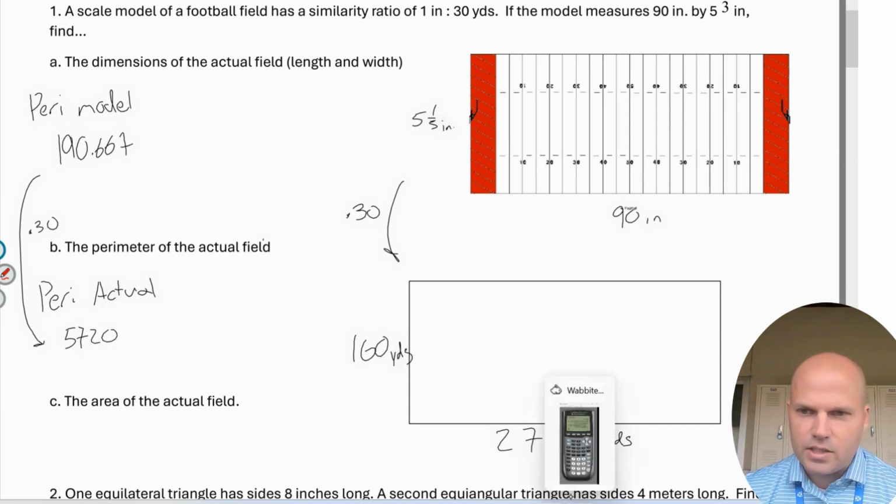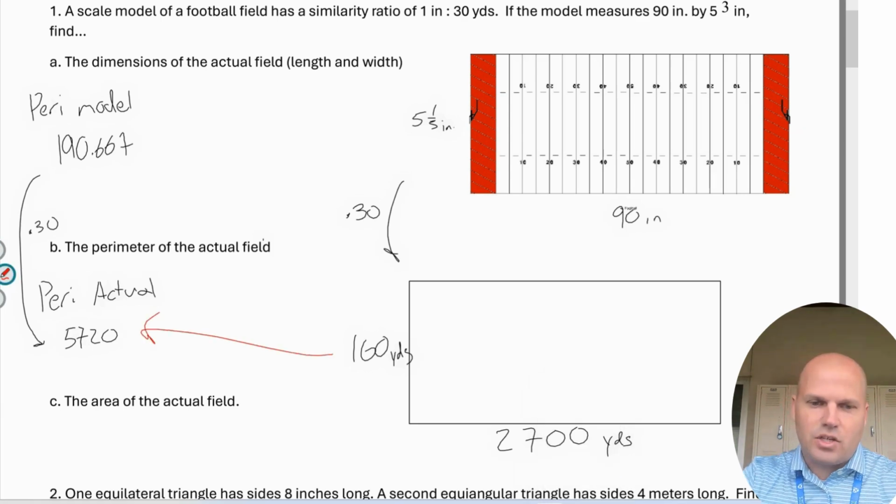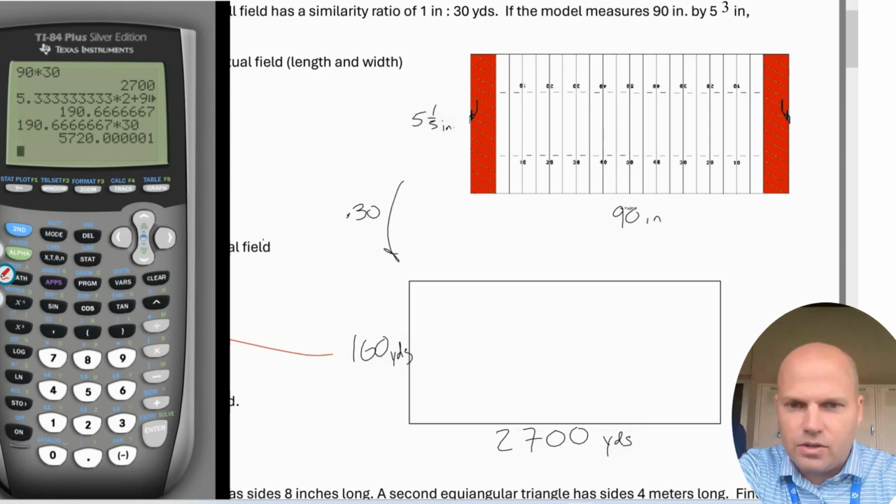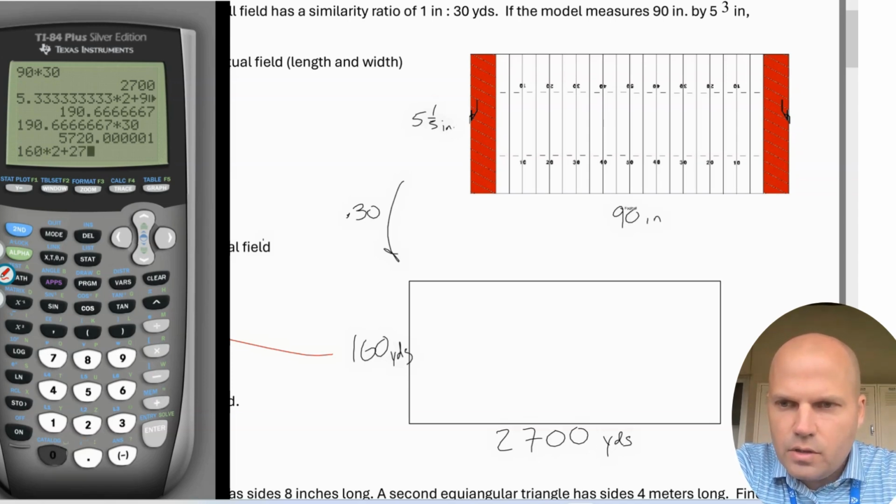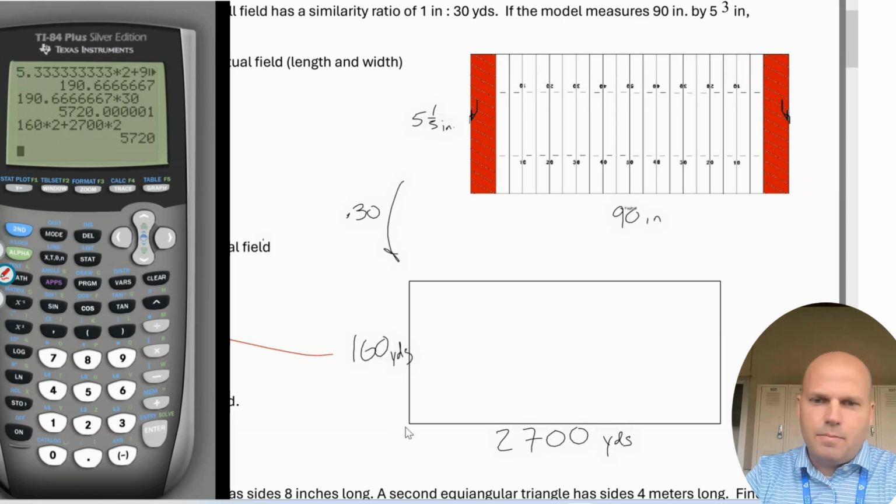Now we can double check this by having the actual dimensions and calculating it that way. So just showing you the two ways you could do things. Sorry, 160 times 2 plus 2,700 times 2. And you get that same number.